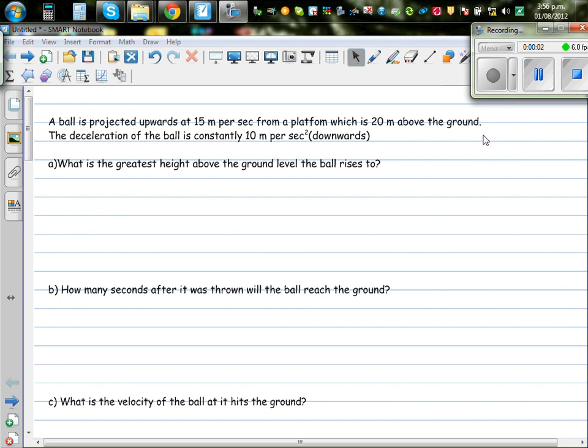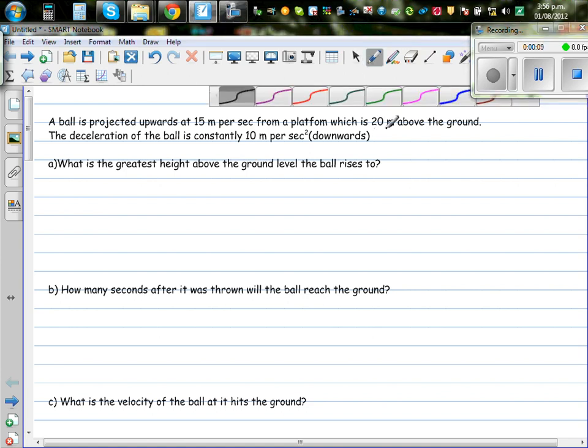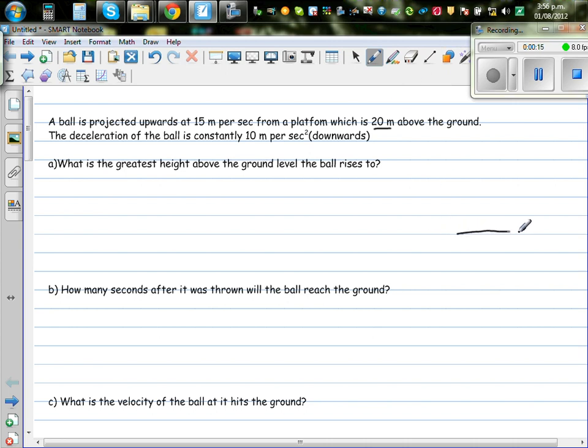Let's read this question. A ball is projected upwards at 15 meters per second from a platform which is 20 meters above the ground. So let's understand that. Say this is the ground, and this is the platform. So you've got a platform here, and this is 20 meters.